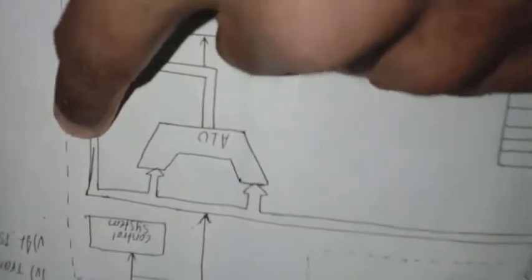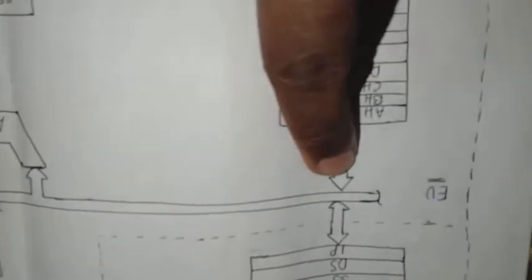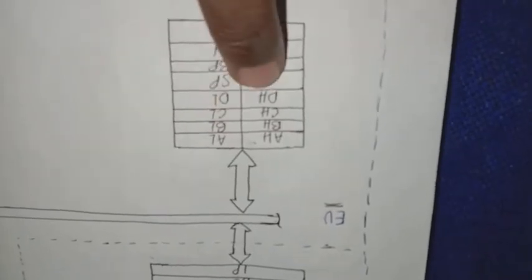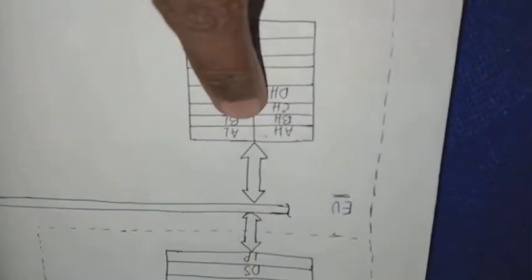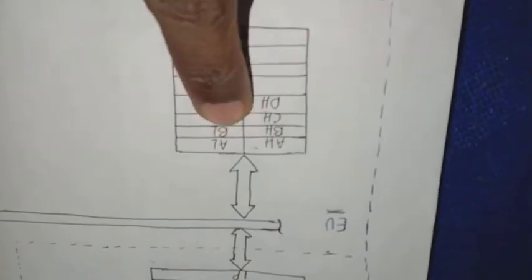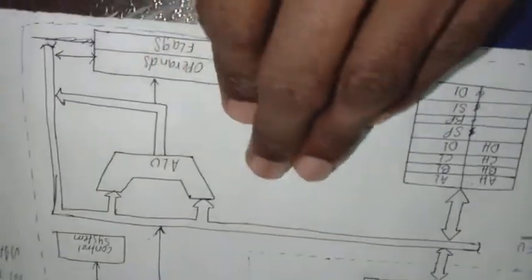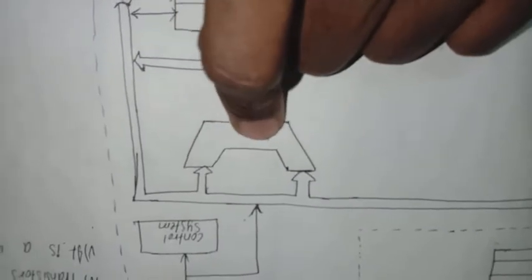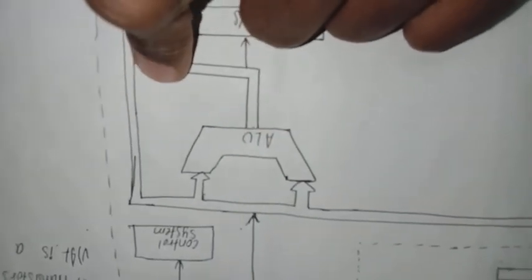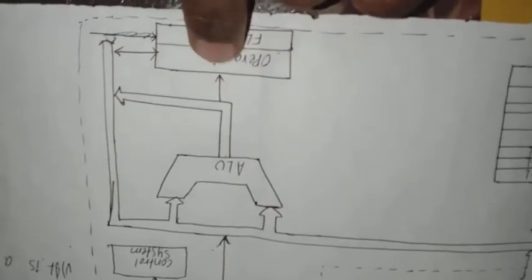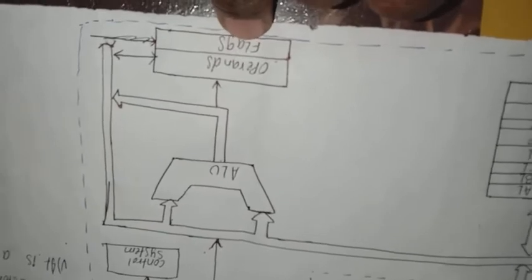And this data is again sent into any general purpose registers to store in AH, AL, BH, BL, CH, CL, DH, DL, or 16-bit. If we want 16-bit data, then we can use AX, BX, CX, DX. And this gives the output by calculating the operation, that is addition, subtraction, or any other logical operation. And you can see here two boxes saying operands and flags.